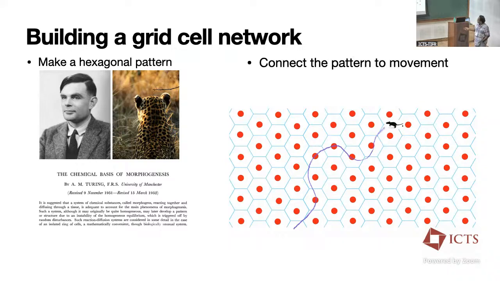So the first thing is, of course, to build a network that will generate these hexagonal patterns, right? So that's one. But these hexagonal patterns, it's not like a static pattern, right? The animal's running around, and as it runs around, you'll see that neurons start to spike, right? So this pattern is connected to the movement of the animals. How do you connect this particular hexagonal pattern to the movement? So these are the two things that we'll have to wrestle with in order to come up with a model.